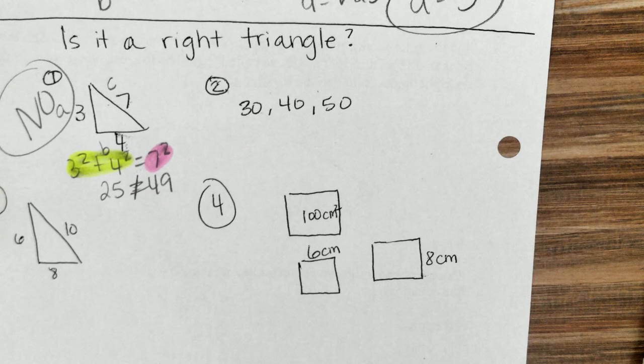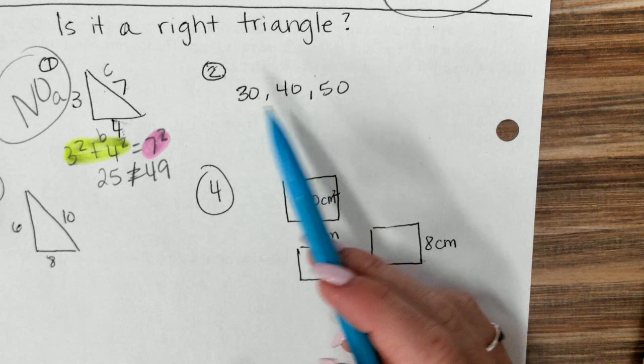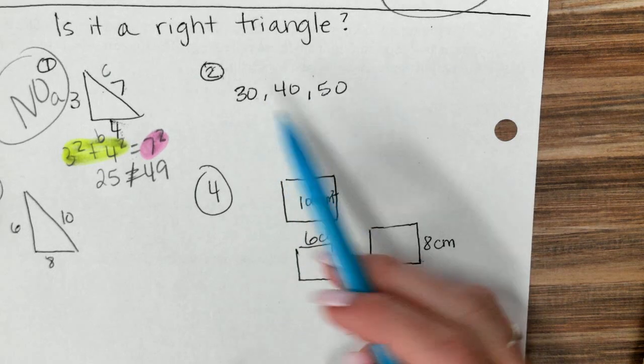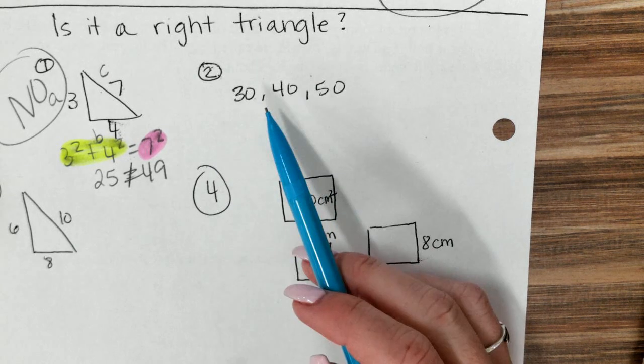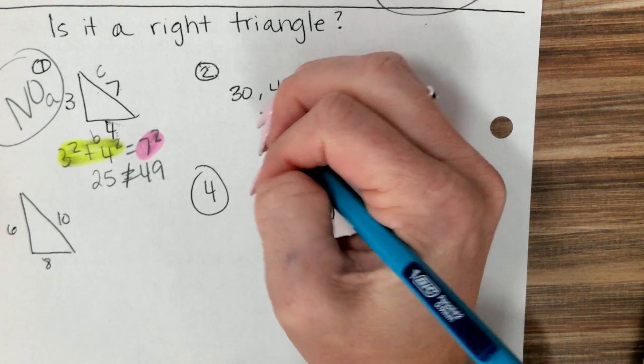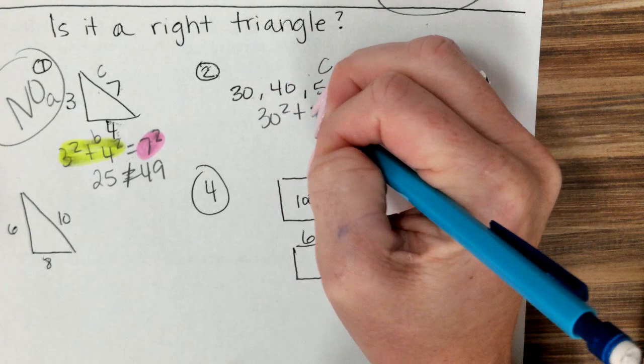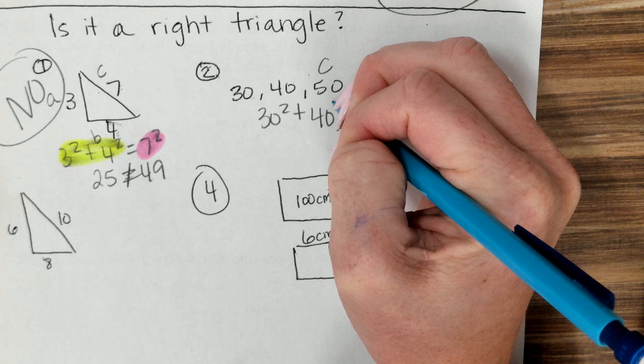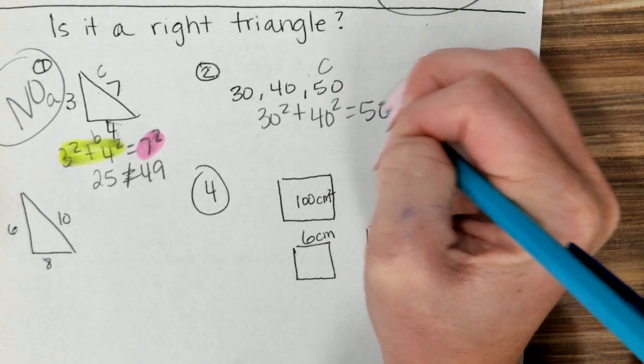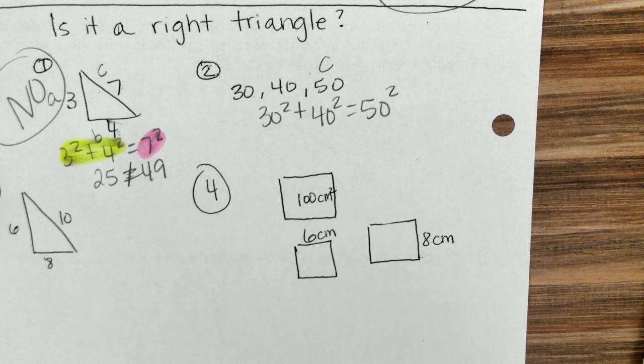Number 2, is this a right triangle? What are you going to do? Which one would have to be the C? Okay, so I would say, is 30 squared plus 40 squared equal to 50 squared? And I'm just going to say, yes, it is, or no, it's not.